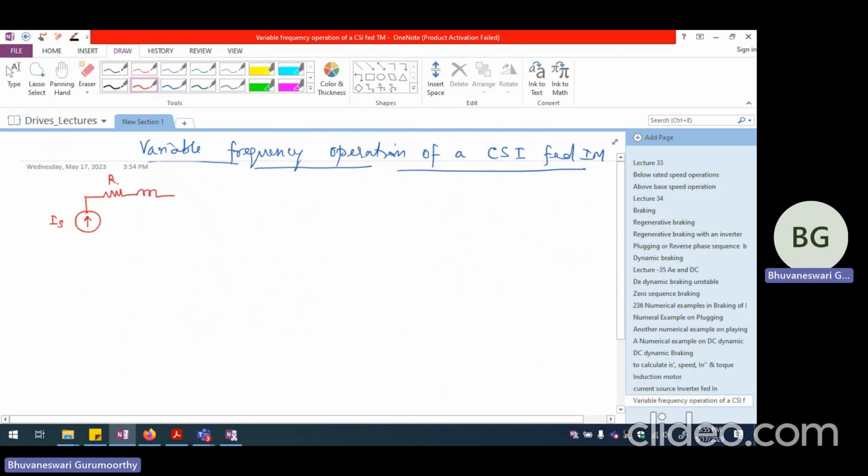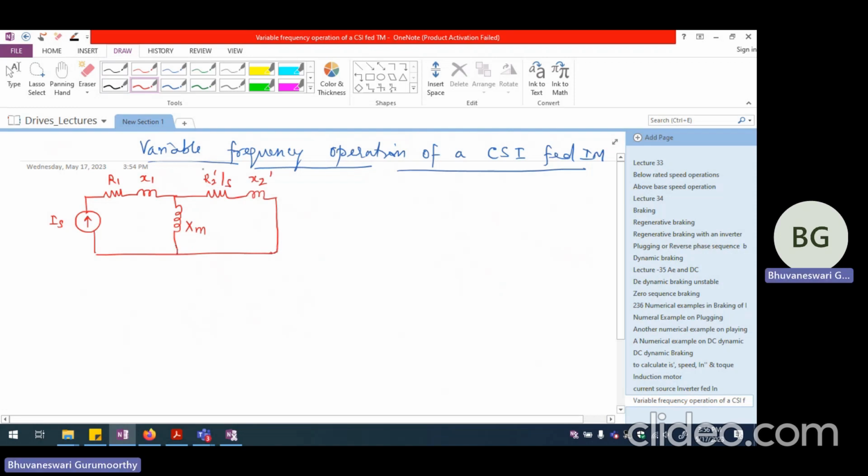This is going to be R1, X1 on the stator side. This is going to be the magnetizing reactance XM. And this is the rotor resistance as seen from the stator side, which also takes care of the mechanical power developed. And this is X2 dash, which is the rotor side leakage reactance as visualized from the stator side. So this is the equivalent circuit of the induction motor.